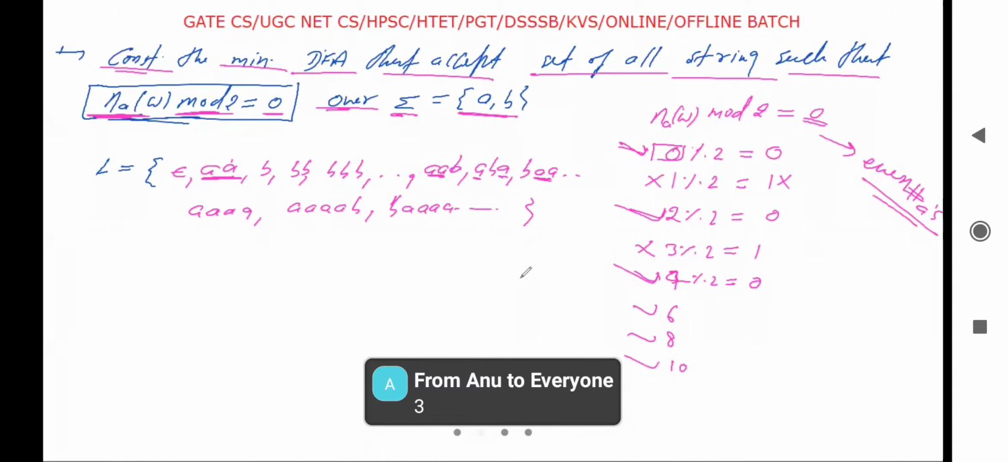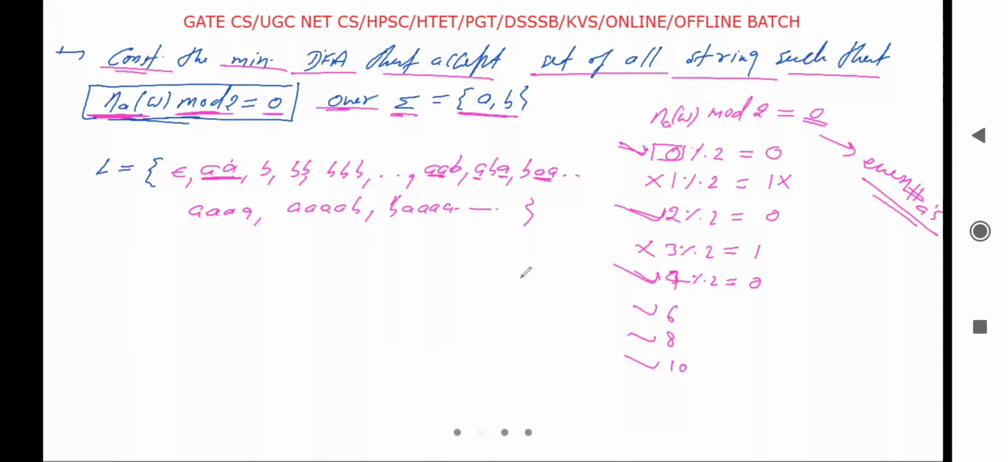So Anu is saying 3, I think 2 is sufficient. Okay, let's see. What is the minimal string? That is null. Null is the minimal string, or we can say b, or we'll look for double a, or we'll look for double b, and so on. So let me start with null.